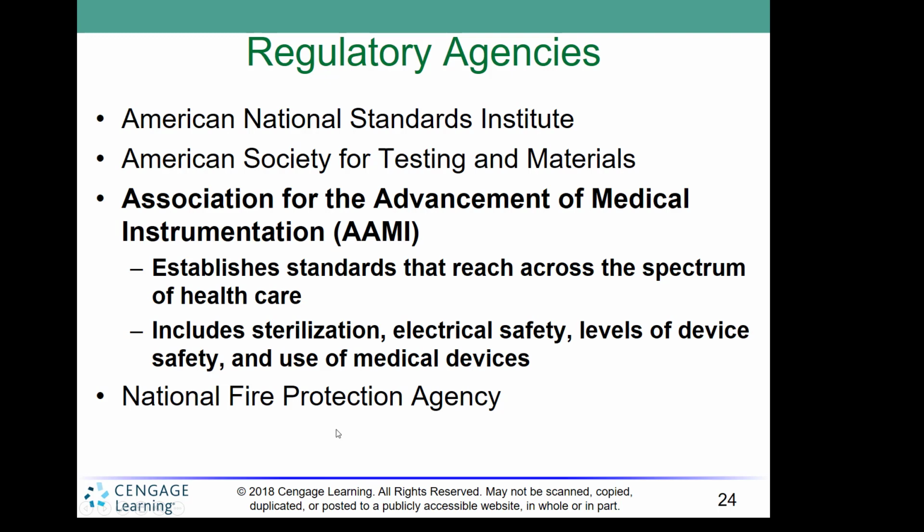Another agency to know of is AAMI, or Association for the Advancement of Medical Instrumentation. They're involved in all areas of healthcare, but we're going to see them mostly with sterilization, electrical safety, and use of medical devices. So they offer guidelines on proper care of these items.